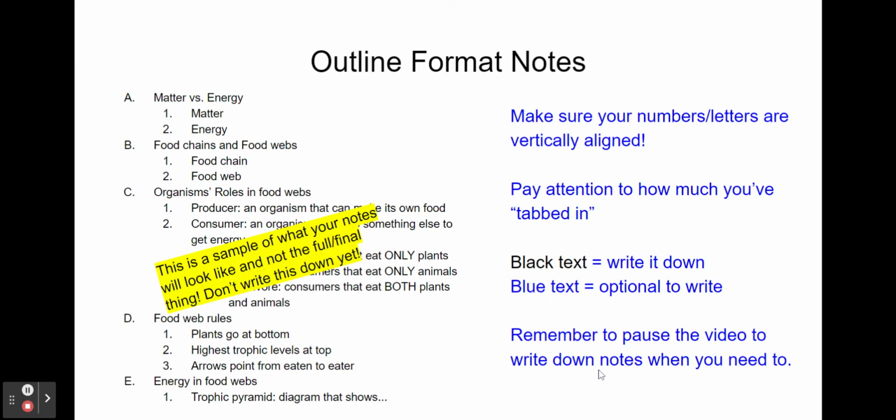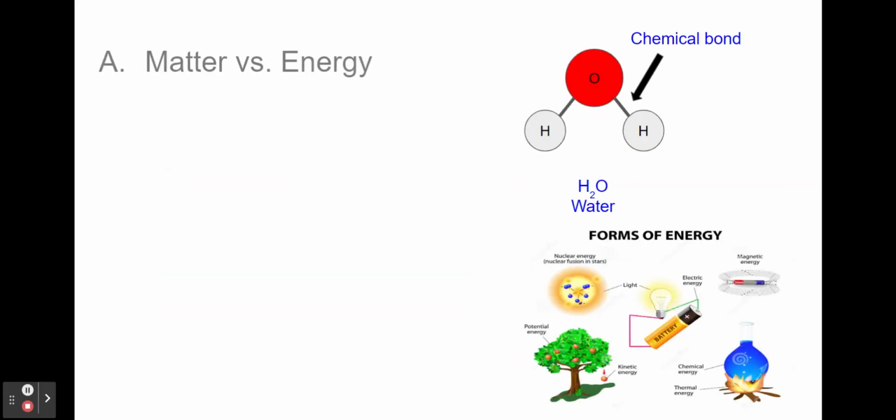So you know by this point how we take notes. This will be an outline format and you will make sure your numbers and letters are vertically aligned. You'll pay attention to how much you've tabbed in. If it's in black, you must write it down. If it's in blue, it is optional to write. And remember to pause the video to write down notes when you need to. I will probably go too fast, so don't be afraid to pause me, rewind, rewatch, and get all of the learning that you can out of this video. So let's dive into our first section.